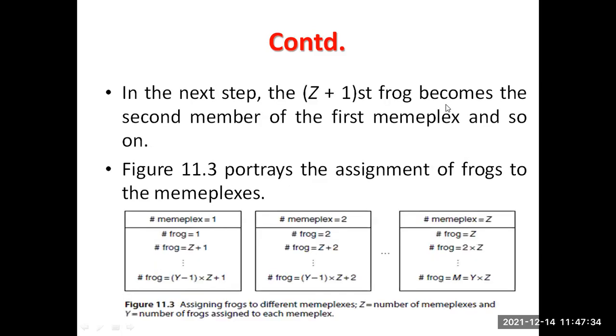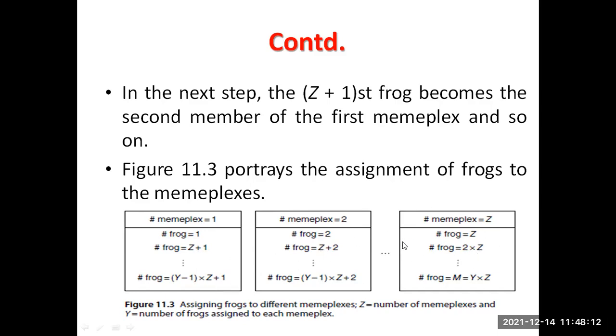So in the next step, let us say sorting is done. So we will understand now what the step is. In the next step, the Z plus 1st frog becomes the second member of the first memplex and so on. I have just explained how we are going to do this. So first memplex frog 1, then frog 2, then we go to the Zth memplex. The Z plus 1 frog will be a member of the first memplex. Z plus 2 will be a member of the second memplex, and like that. It is going up to 2 plus 2 into Z. So till that, this process will continue.